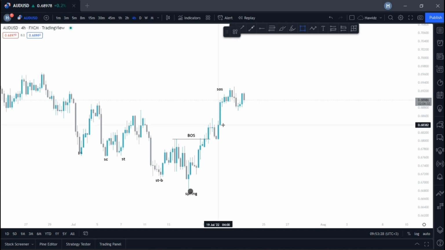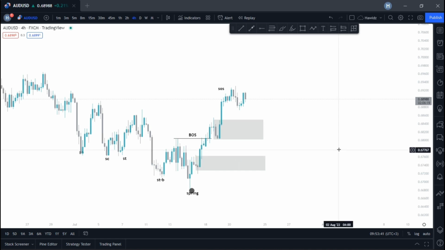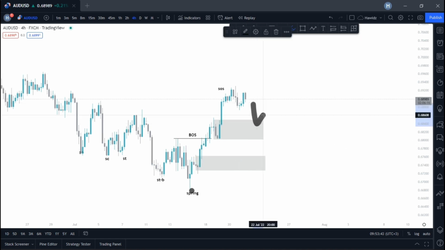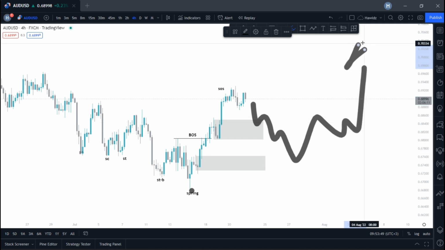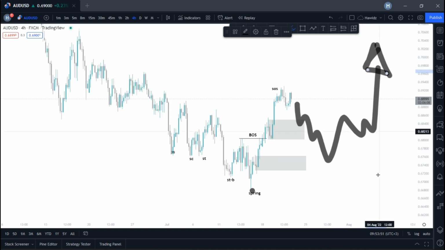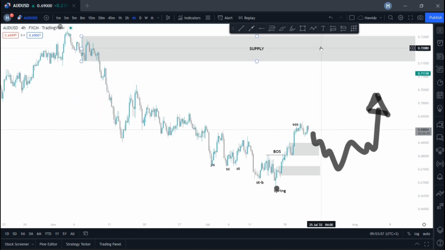Now, my anticipation for that retest is where? Either this area here, I'm looking at these very big areas because we have lower time frame confirmation, but also this area here. So boom, I am anticipating price to come back down and then make that shift in the lower time frame before that continuation higher towards the supply zone here. So this is my overall anticipation of AUD USD, and this is the end of the breakdown on this pair.